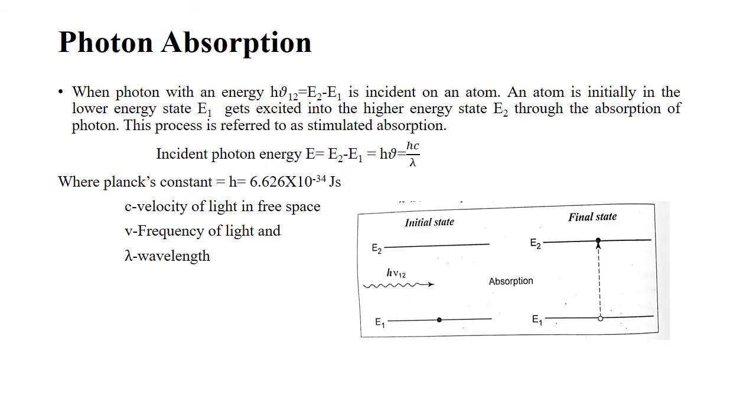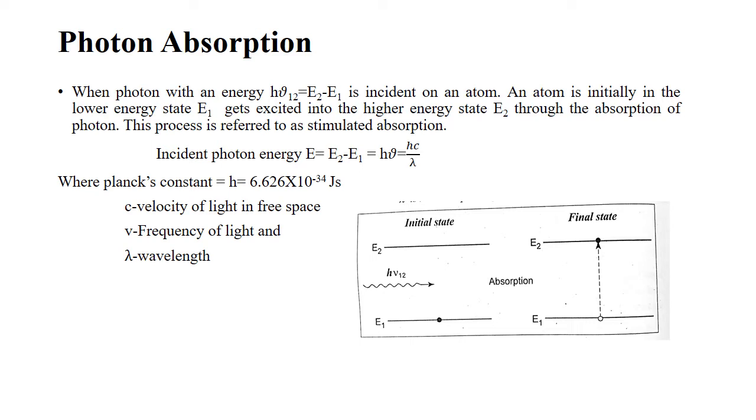Photon absorption. When a photon with energy hν12 equal to E2 minus E1 is incident on an atom, the atom, initially in the lower energy state E1, will get excited into the higher energy state E2 through the absorption of the photon. This process is referred to as stimulated absorption.